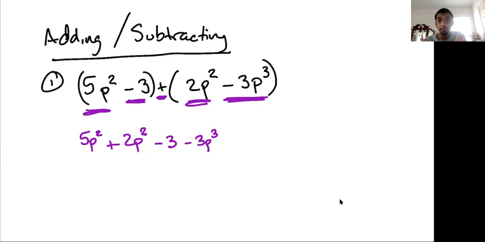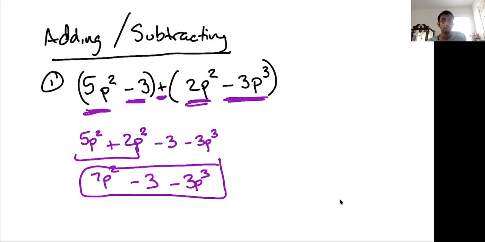So again, we can only combine like terms in this case. So let's just combine the like terms. We have 5p squared plus 2p squared, which is 7p squared. 7p squared minus 3. There's nothing else we can combine with that minus 3, so we'll just leave that alone. And then minus 3p cubed, which we'll also leave alone. And there is our answer. So all we're doing here is really just combining like terms. Not that big a deal.